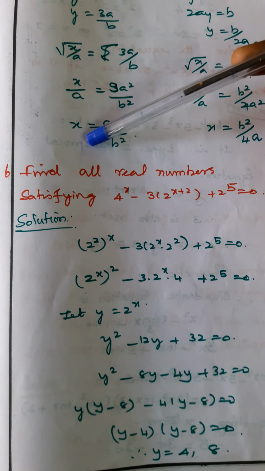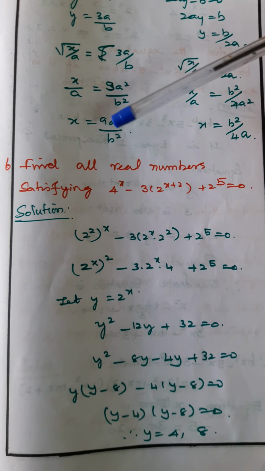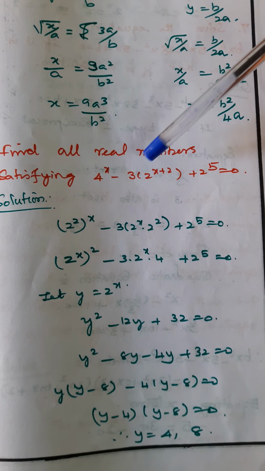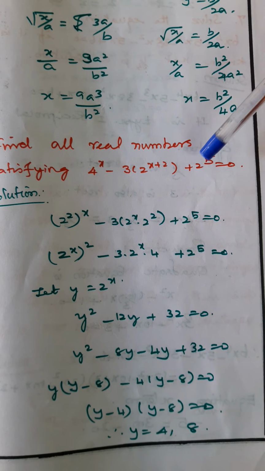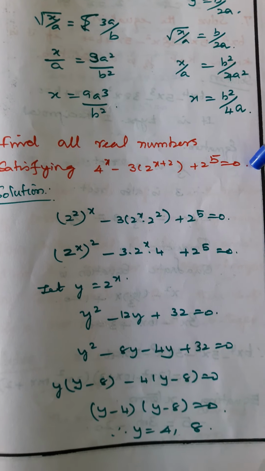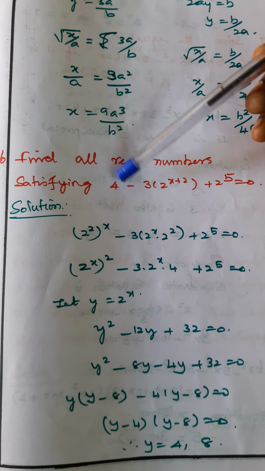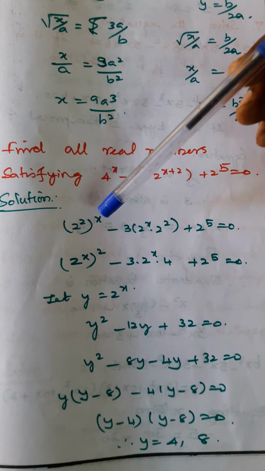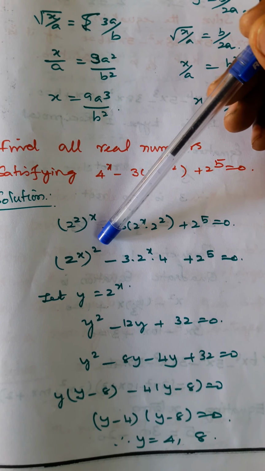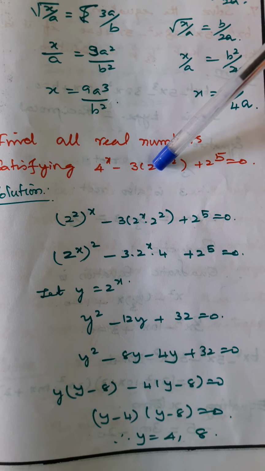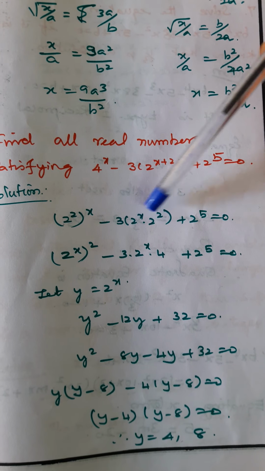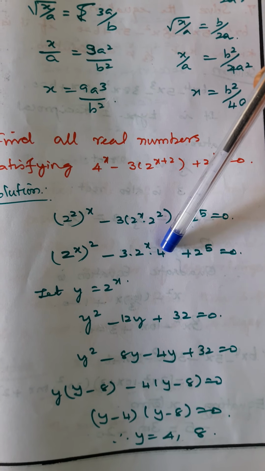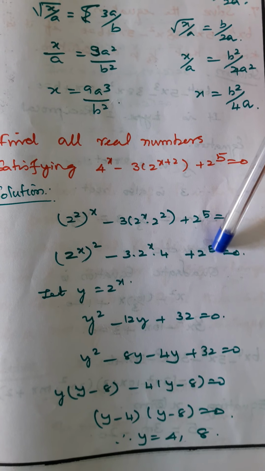The next one is a similar type of question. Find all the real numbers satisfying 4^x minus 3 into 2^(x+2) plus 2^5 equal to 0. How can I write it? 4^x is nothing but (2²)^x, so it is (2^x) whole squared. And 2^(x+2) can be written as 2^x into 2², so it becomes 2^x into 4, and 2^5 is 32.